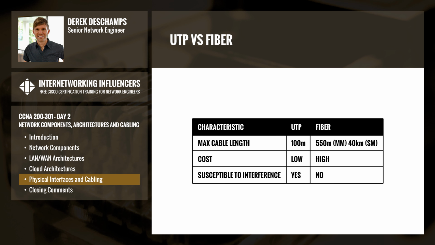When determining which type of cabling to use for a network, there are a few different characteristics that should be taken into account. Most UTP standards have a maximum cable length of 100 meters, while some fiber standards can reach a maximum cable length of 550 meters for multimode fiber and up to 40 kilometers for single-mode fiber. UTP has a lower cost than fiber, but is also more susceptible to interference.